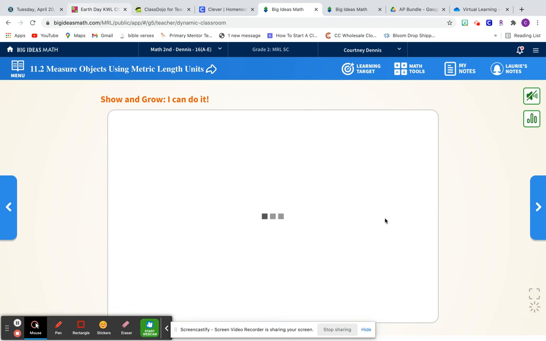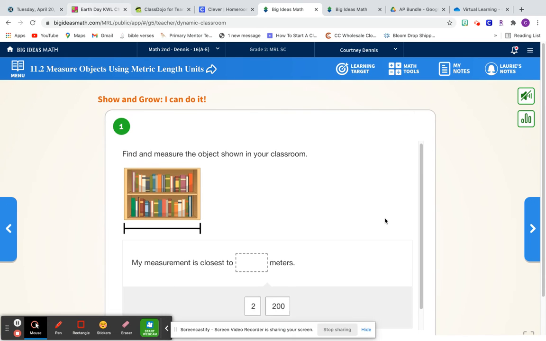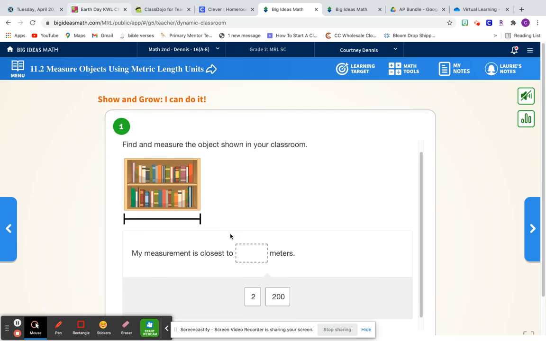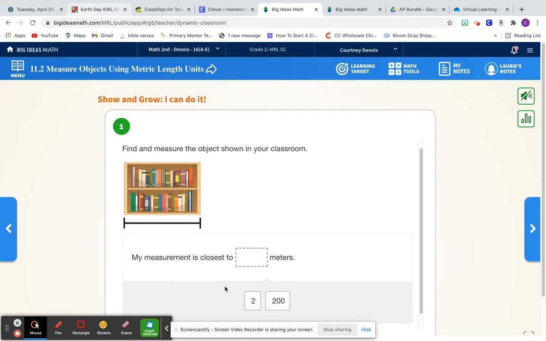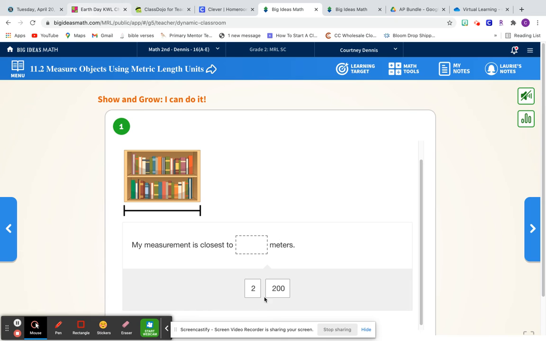All right, let's look at a few examples before you guys start on your practice. Find and measure the objects shown in your classroom. You are not going to actually have to measure this. You think about the real length of a shelf.